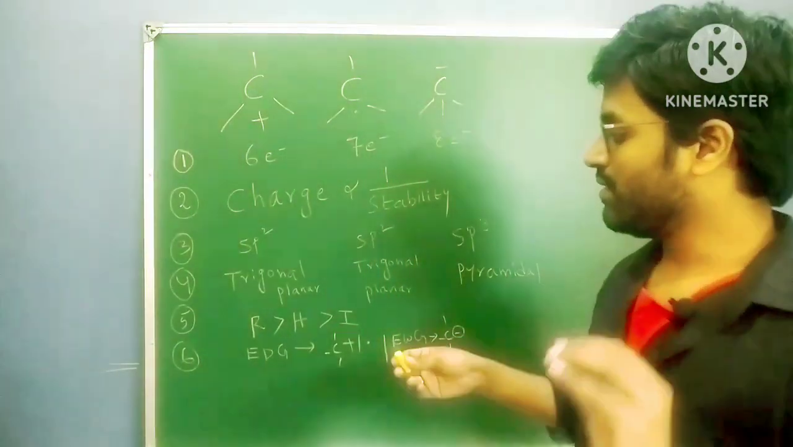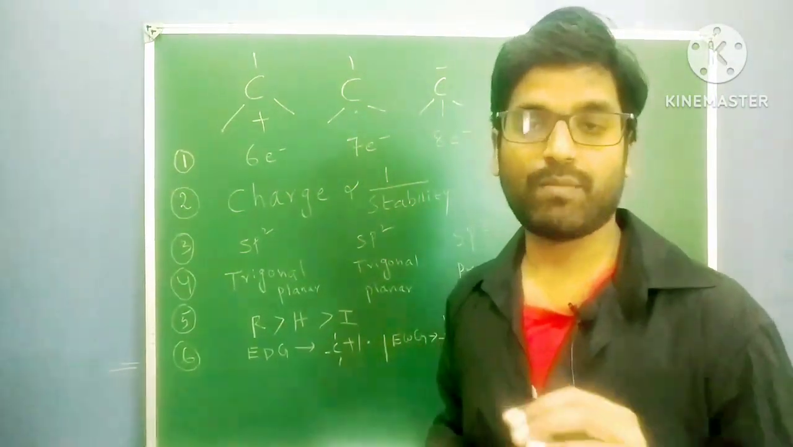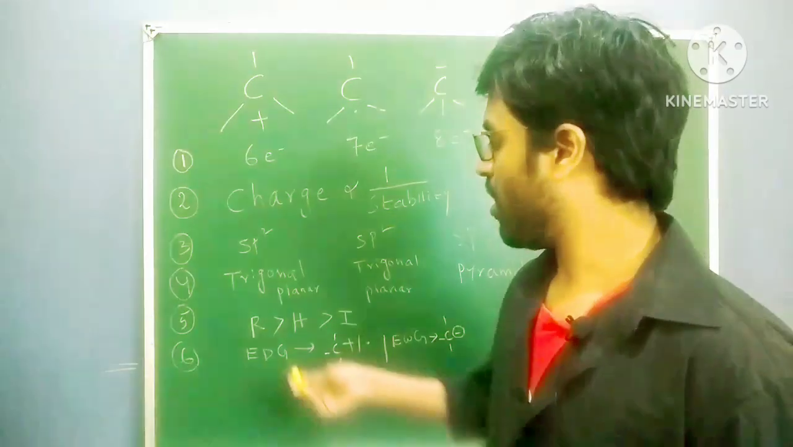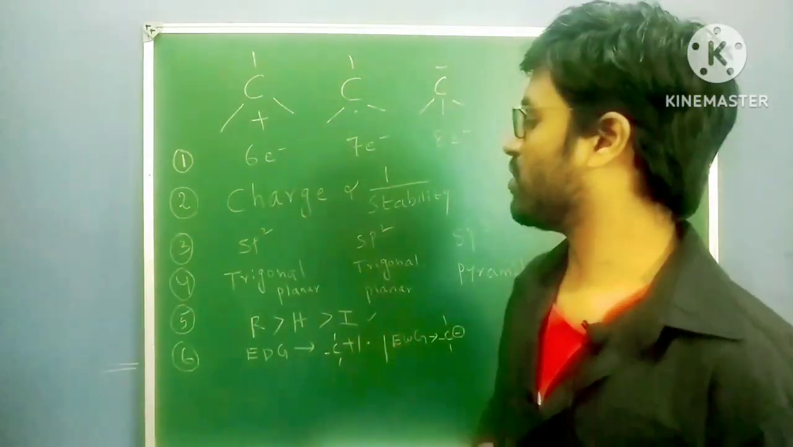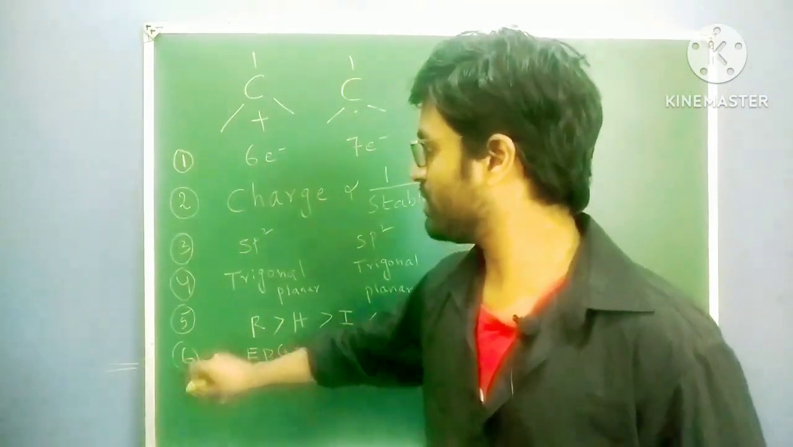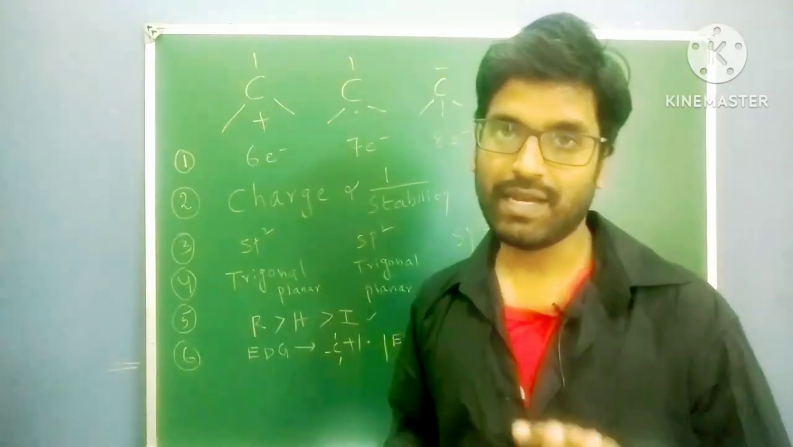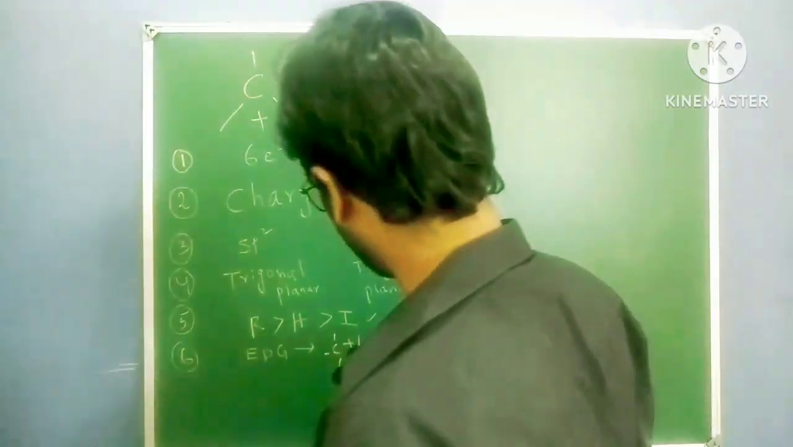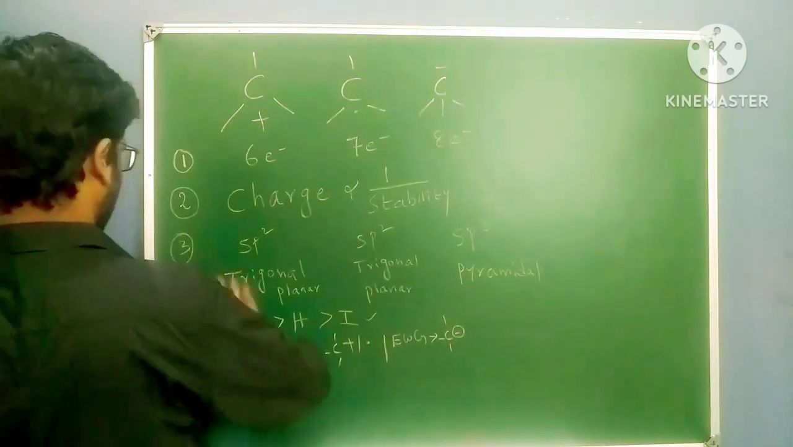Even though electron donating and electron withdrawing groups favor carbocation and carbanion respectively, always first see this order: resonance, hyperconjugation, inductive effect. The fifth point is very important, the sixth point is very important, and the second point, charge is inversely proportional to stability, is very important. Now I'm going to discuss carbocation, carbanion and free radical.